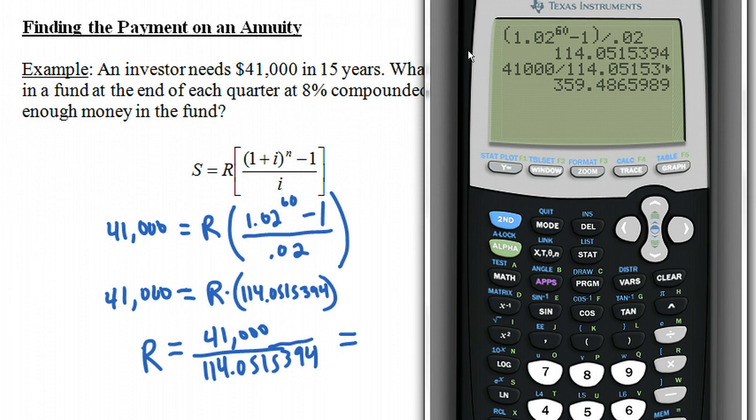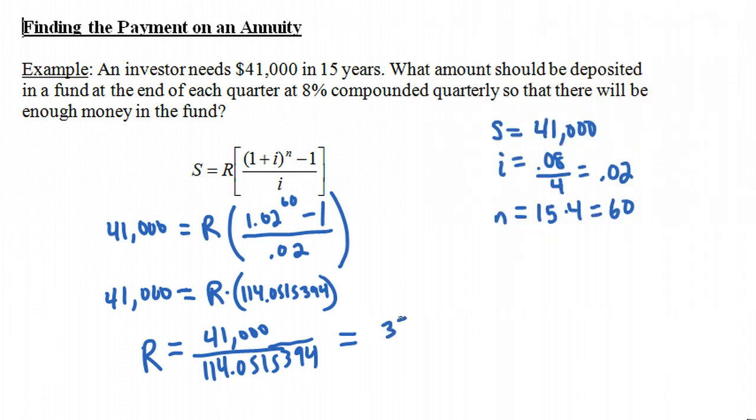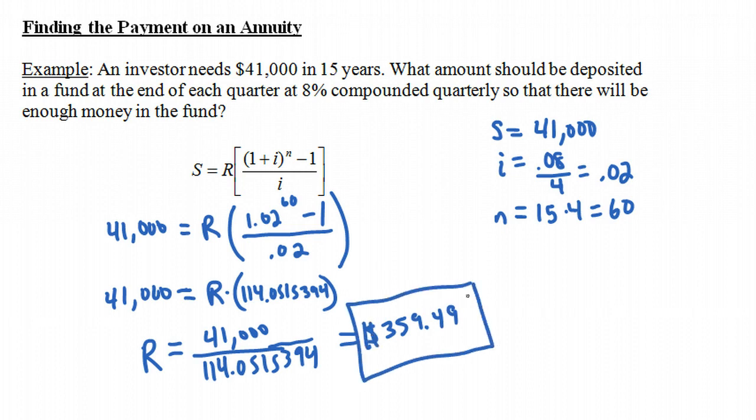Hit enter. $359.49. Let's write that down. $359.49. So that is the quarterly payment this person would have to make. Every 3 months they'd have to put in this amount of money, and they'd have to do that for 15 years into this account where they're getting 8% interest. And at the end of the 15 years, the money would have grown to be $41,000.